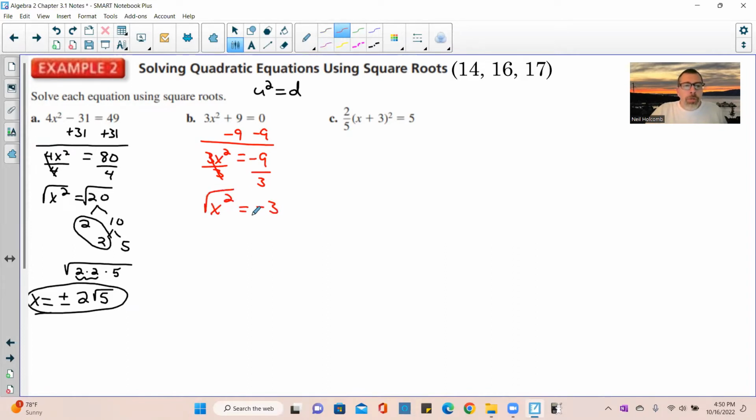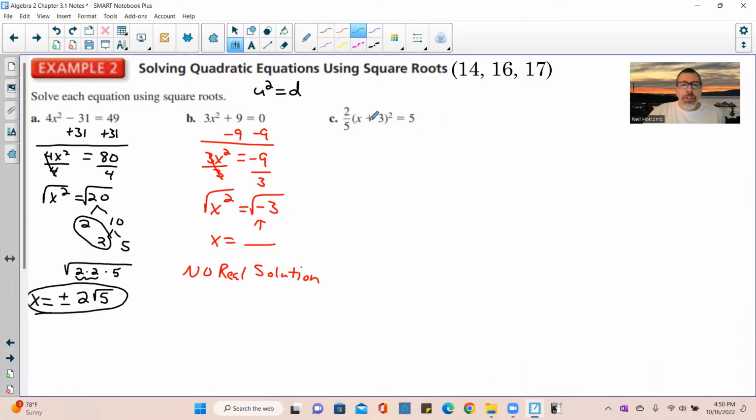And when I take the square root of both sides, I get x equals, and I say, uh-oh, I cannot get a negative when I square anything. So I'm going to leave that blank, and I'm going to say no real solution. If the radicand is negative, you have no real solutions. We will get into imaginary units later in this course, but at this point, we're just going to say there are no real solutions. Okay, and then finally, we have 2/5 quantity x plus 3 squared equals 5.